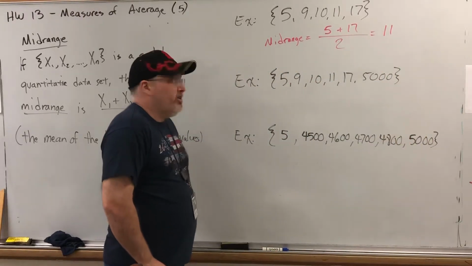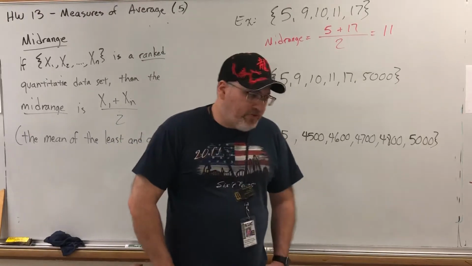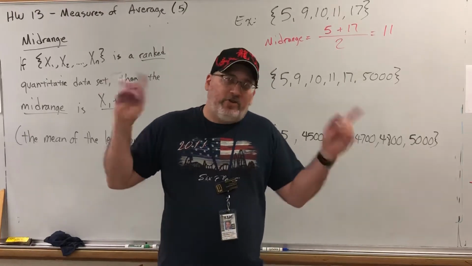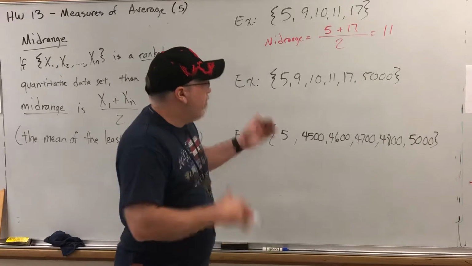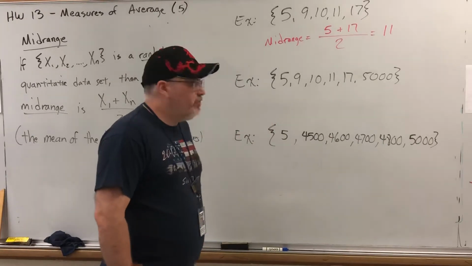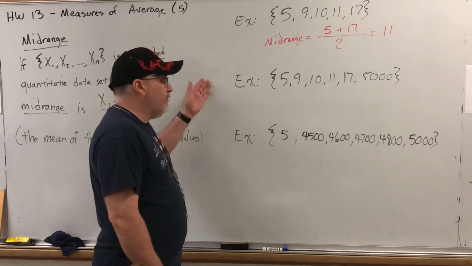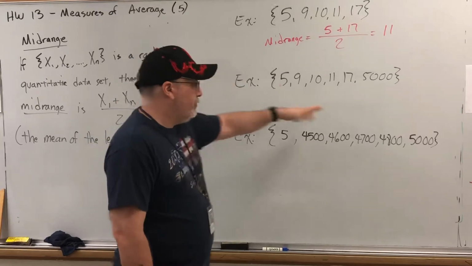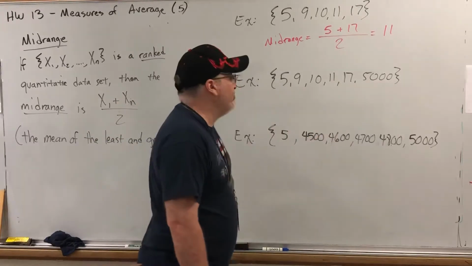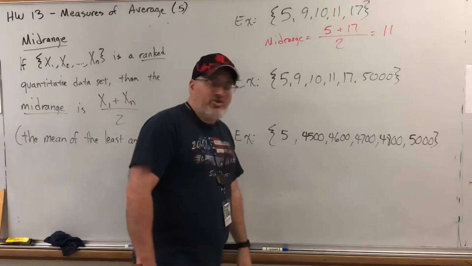The mid-range is quick and easy to calculate. So if you don't know all the values, but you know the extremes, you can kind of come up with a rough number to represent the mid-range. And as before, I took the previous data set and threw on an outlier of 5,000. Do you think the outlier is going to affect the mid-range?